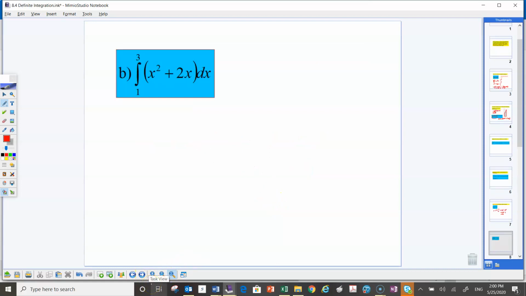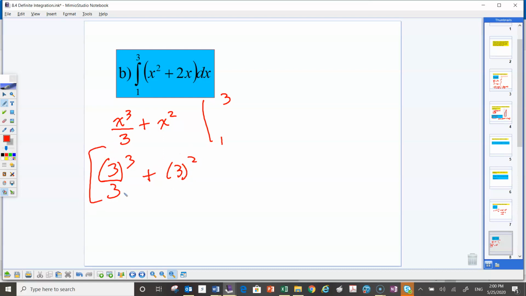This one here, I take the integral of each term. So this is going to be x to the 3 over 3 plus x squared, going from 1 to 3. And again, you plug 3 into all of the x's in your integrand, so this is going to be 3 cubed over 3 plus 3 squared. Some people like to put square brackets to separate the upper and lower limit. So there's the upper limit. And now I'm plugging 1 into all of the x's in my integrand. So I get 1 cubed over 3 plus 1 squared.